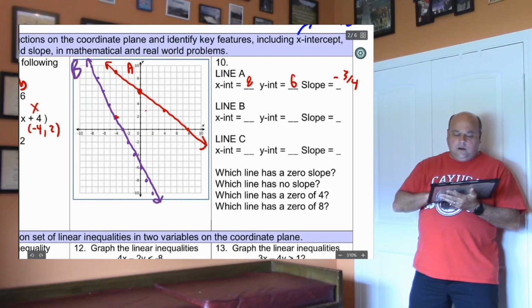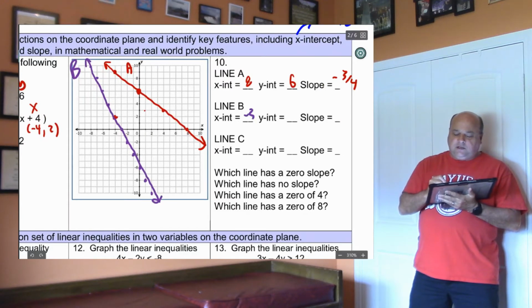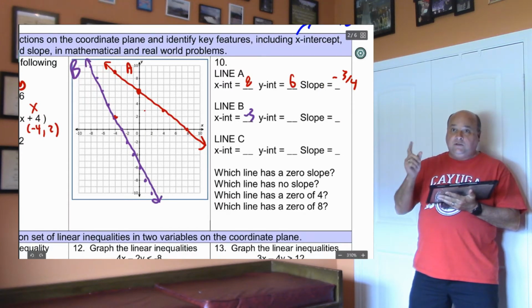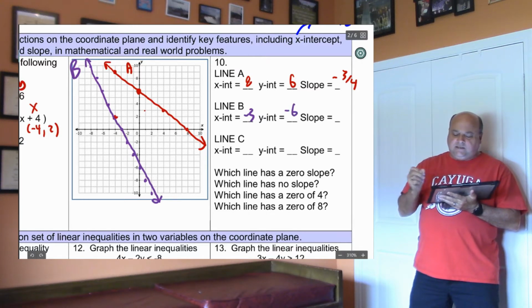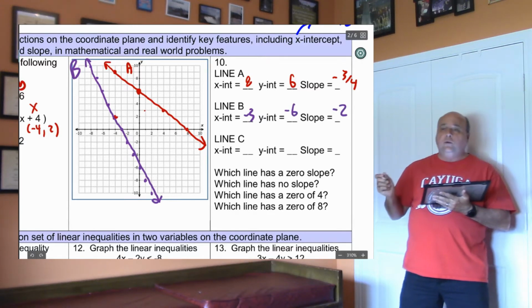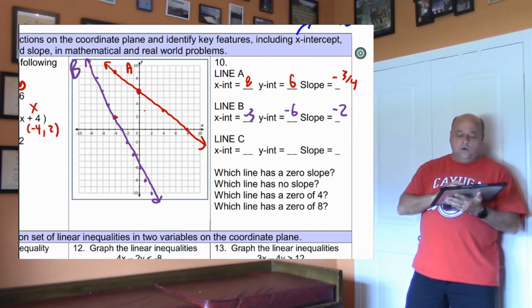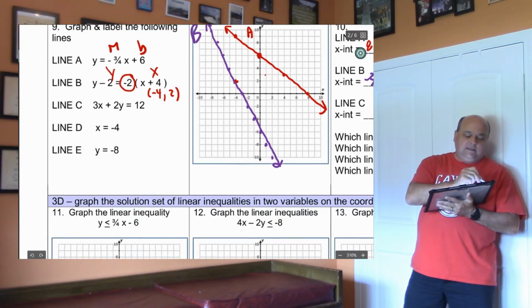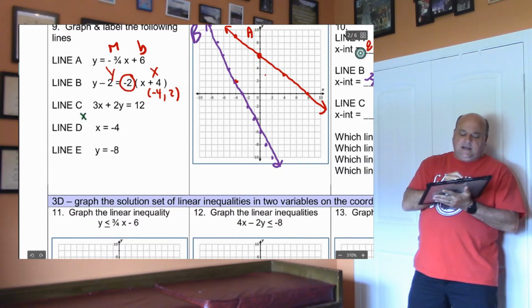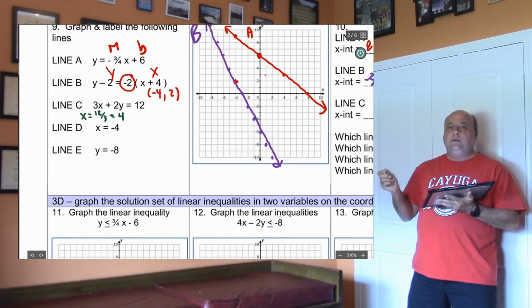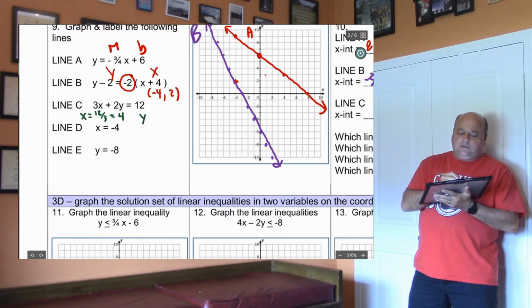So go over here. Line B has an x-intercept at negative 3, which is the 0 of the function, a y-intercept at negative 6, and the slope's negative 2, isn't it? Let's go to the next one, line C. On line C, get the intercepts. The x-intercept is equal to 12 divided by 3, which is 4. The y-intercept is 12 divided by 2, which is 6.